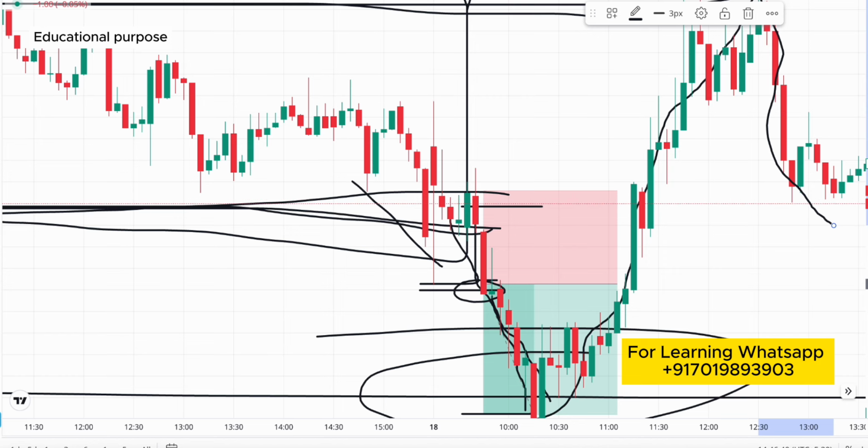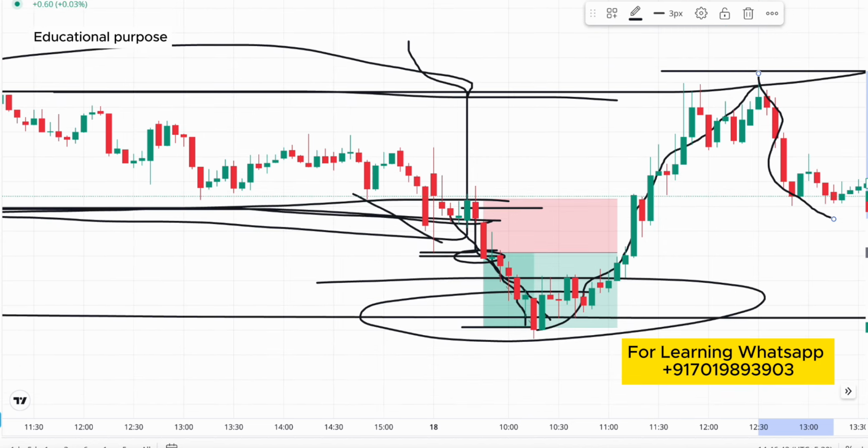You need to have the right method and the right chart analysis technique to find the right entries and exits in a trade.